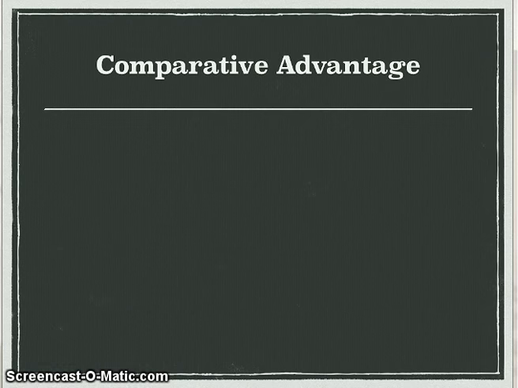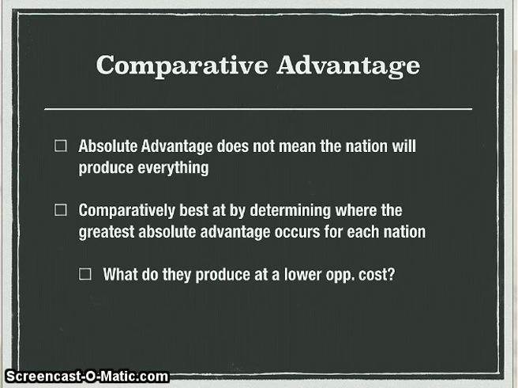Well, then we take a look at their comparative advantage. The existence of absolute advantage does not mean that the nation with the absolute advantage will produce everything, while the other nation will produce no goods and services at all. Comparative advantage means they're comparatively best at something, found by determining where the greatest absolute advantage occurs for each nation. Therefore, what do they produce at a lower opportunity cost? The particular items that each nation produces will be determined by identifying its comparative advantage.